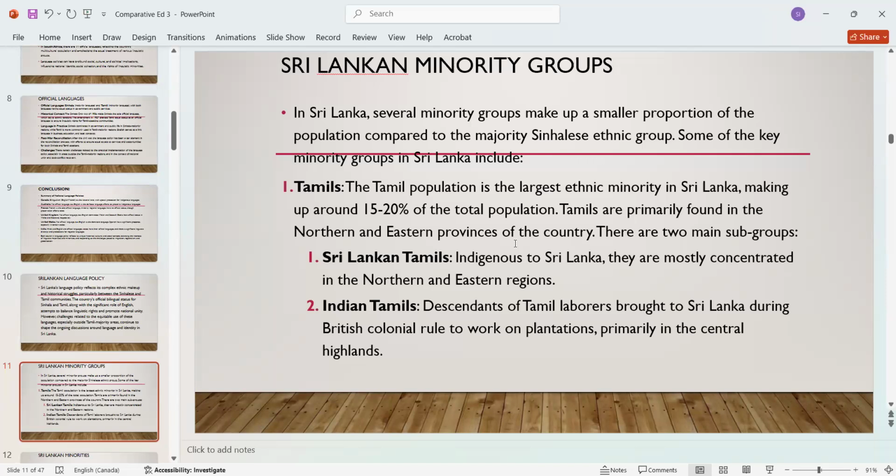There are two main subgroups. Sri Lankan Tamils, indigenous to Sri Lanka. They are mostly concentrated in northern and eastern regions. Indian Tamils, descendants of Tamil laborers brought to Sri Lanka during British colonial rule to work on plantations, primarily in the central highlands. So the 15 to 20% Tamil population is Sri Lankan Tamils and Indian Tamils. So 80% of the people are the majority Sinhalese.